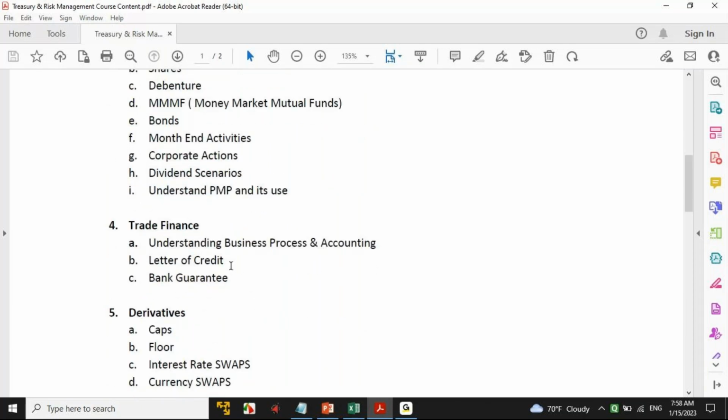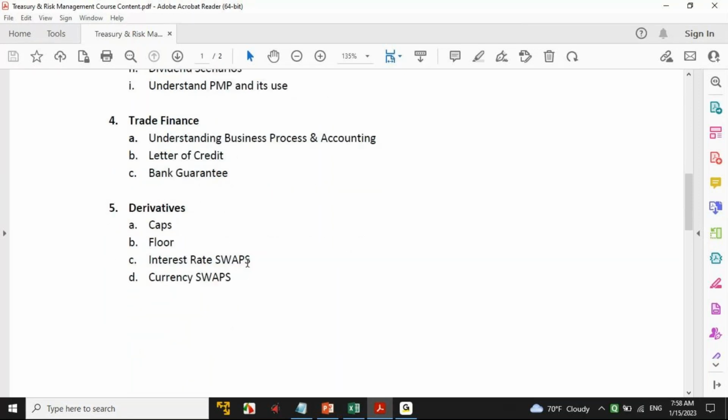We also take the topic called trade finance. Trade finance is a topic which was recently introduced by SAP in S4 HANA only. This trade finance folder was not available earlier. So we also understand in trade finance what is the letter of credit process and what is a bank guarantee. And then we'll understand the derivative process.